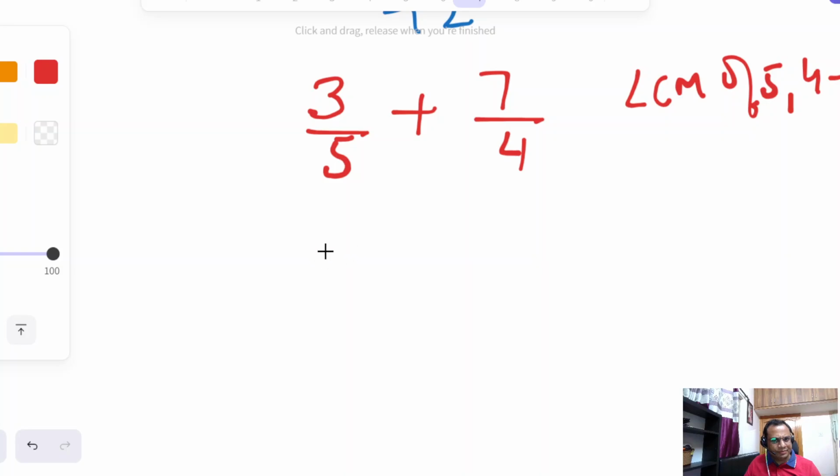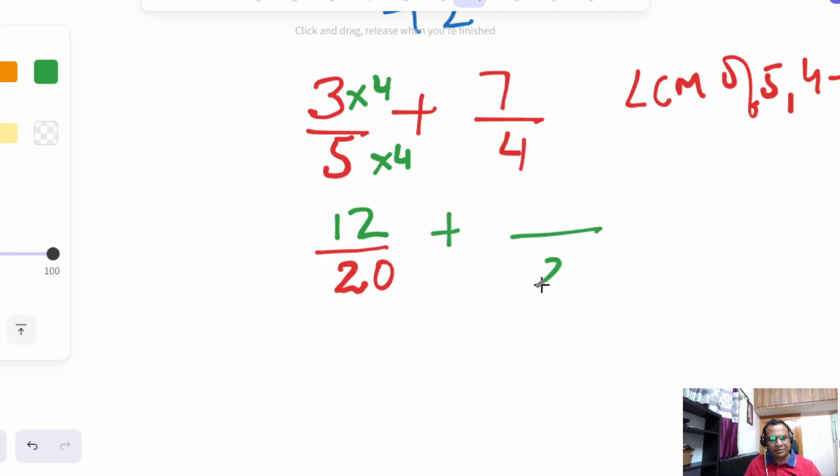So what we need to do is make each denominator equal to 20. For example, how can you make 5 equal to 20? Multiplying it by 4. Whatever you multiply the denominator with, you need to multiply the numerator with too. So 5 fours are 20, 3 fours are 12, plus, again you write 20 here. How can you make 4 equal to 20? We all know 4 fives are 20, 7 fives are 35. Please remember, whatever you multiply with the denominator, the same thing you need to multiply with the numerator. Now we have the same denominators.